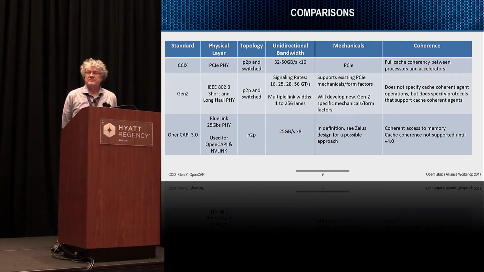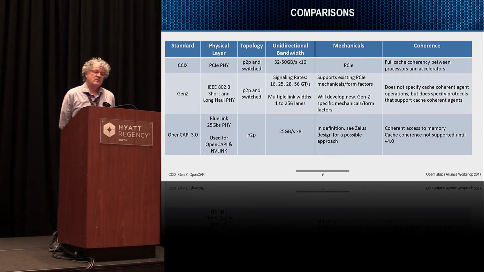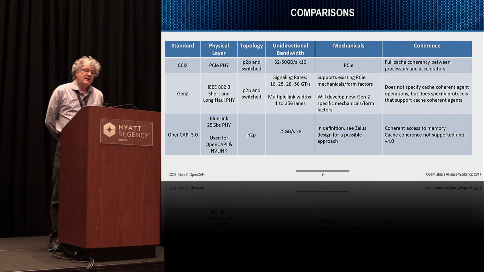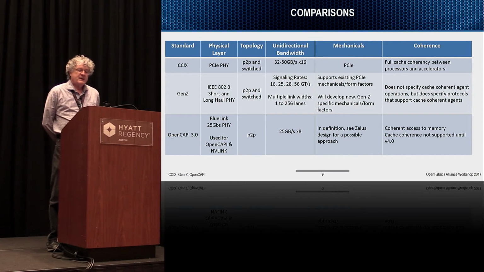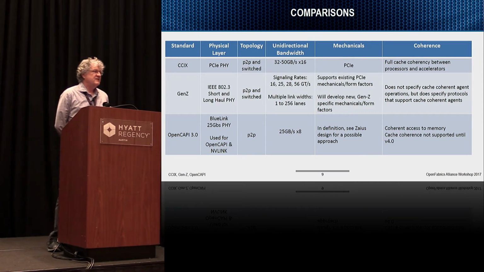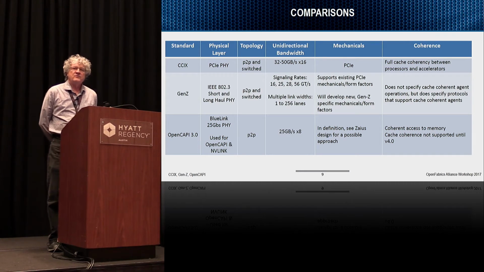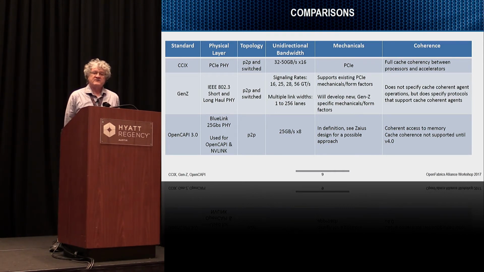OpenCAPI is a pretty standard 25 gigabit per second by 8 link, and as I indicated, with 4.0 will be moving to additional widths in the future. In terms of mechanicals, CCIX supports existing PCIe connectors and mechanicals. Gen-Z has indicated they will support legacy PCIe mechanical form factors initially, but then will develop new Gen-Z specific mechanicals and form factors moving forward. The OpenCAPI mechanicals are in definition. There is the Zeus design, so there is a possible approach that's been promoted there. I don't know of any solidification on that as the only possibility, but that's the first one out of the box.